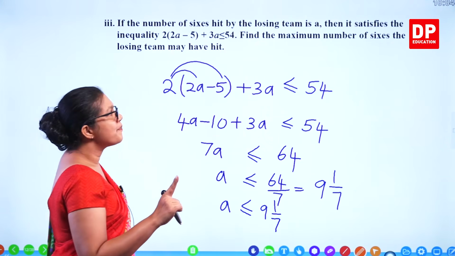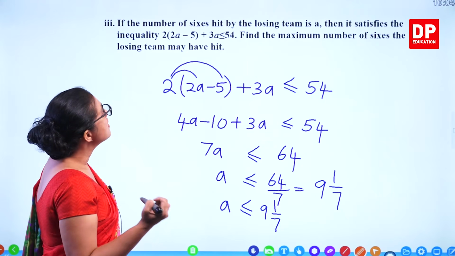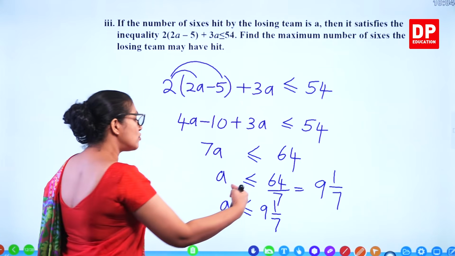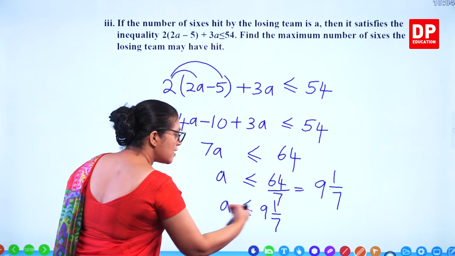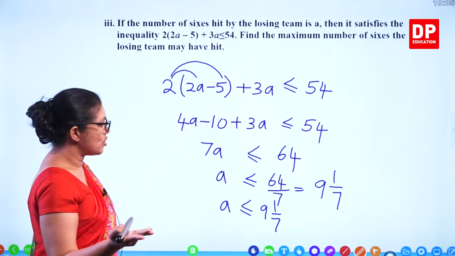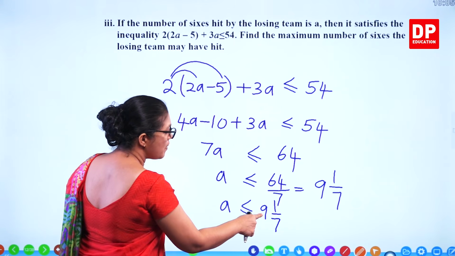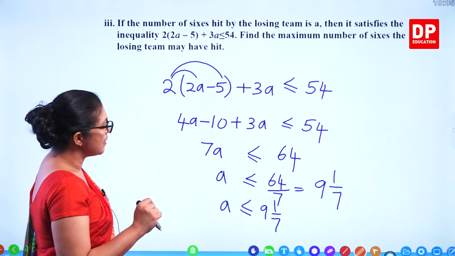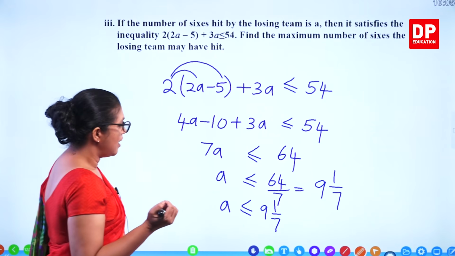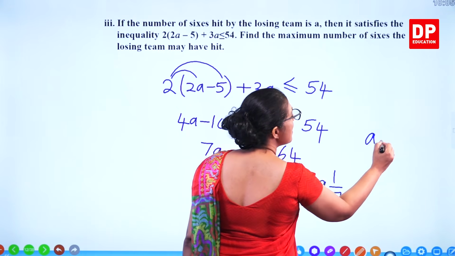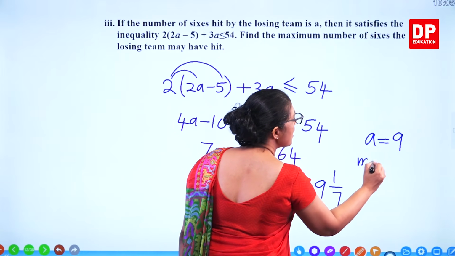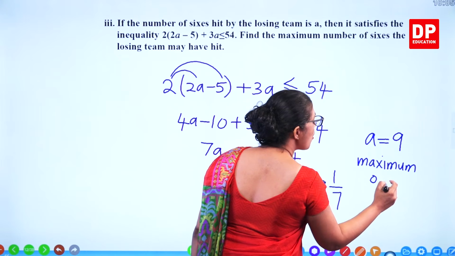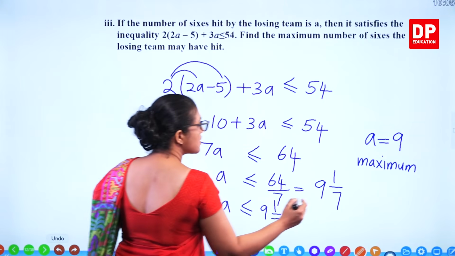So what is A? A means the number of sixes that the losing team gets. So maximum is this, but it cannot be a fraction or a decimal. This should be a whole number. So what is the maximum number you can get? That's 9. So A should be 9. That's the maximum number of sixes.